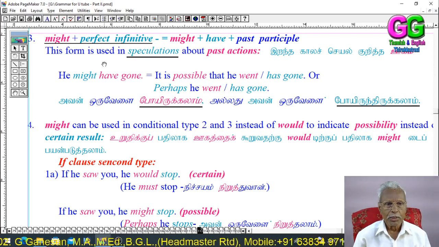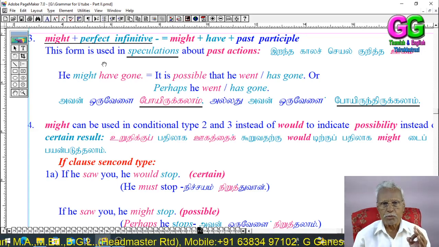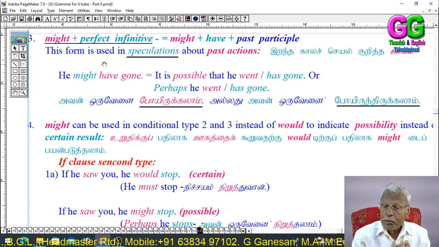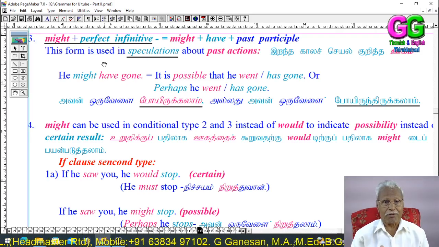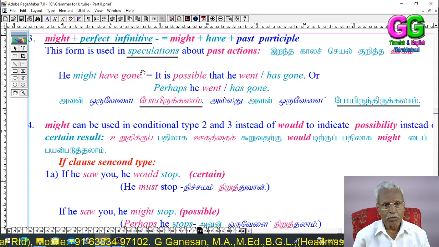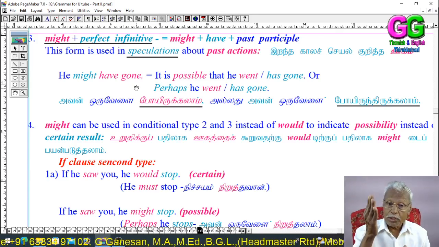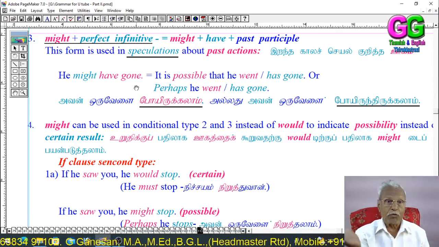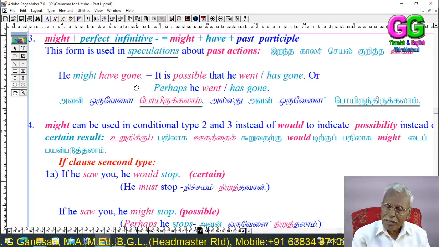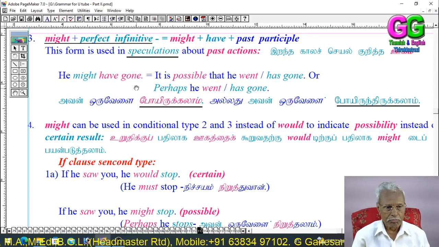Might plus perfect infinitive, that is, might plus have plus past participle, can be used to express the speculation of past actions. He might have gone. It means it is possible that he went, or it is possible that he has gone, or perhaps he went, or perhaps he has gone.